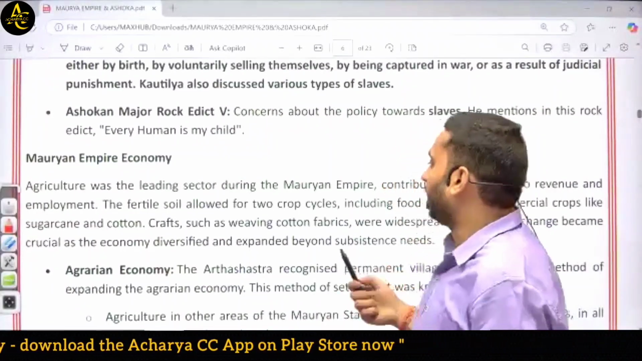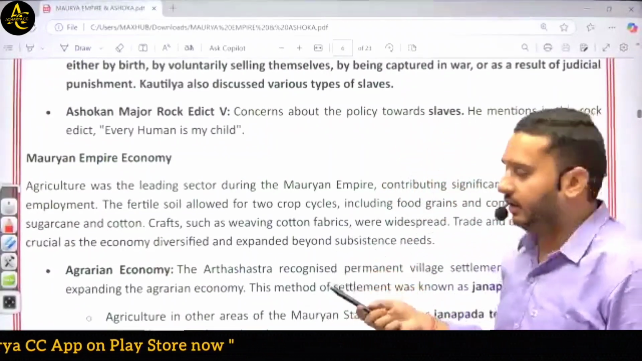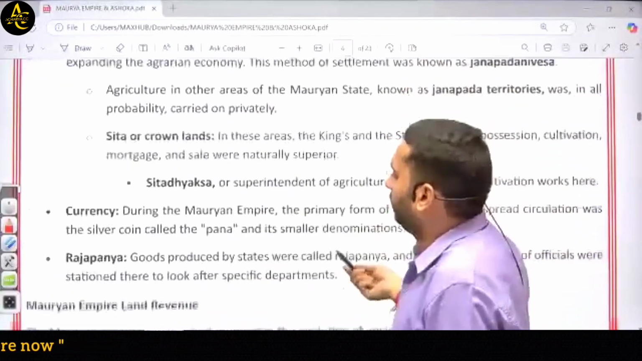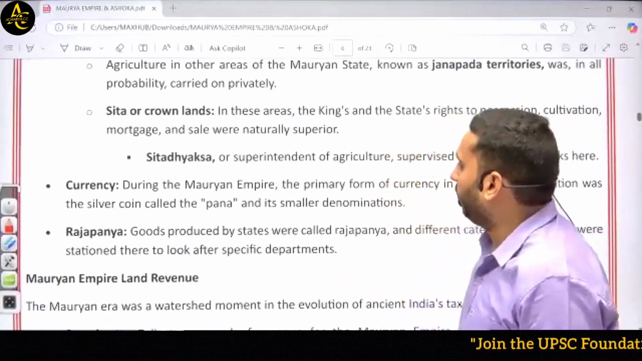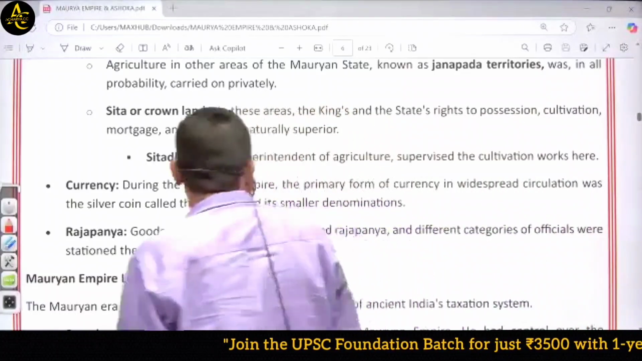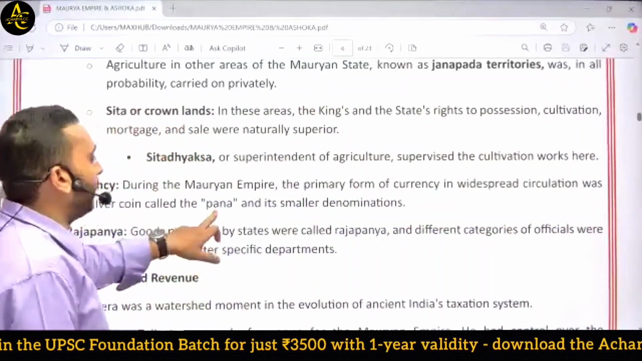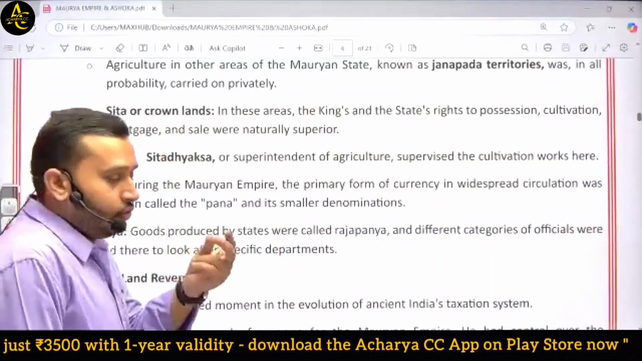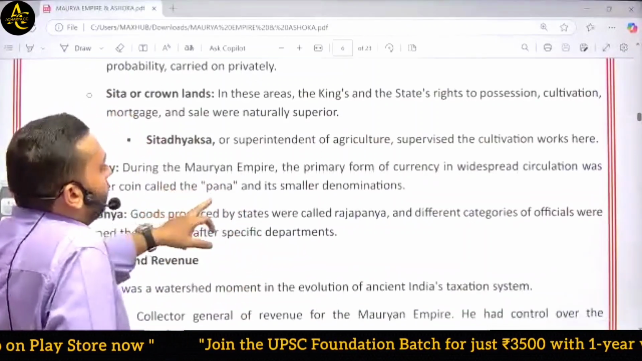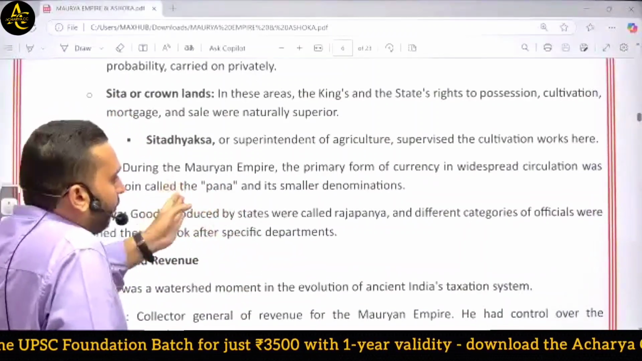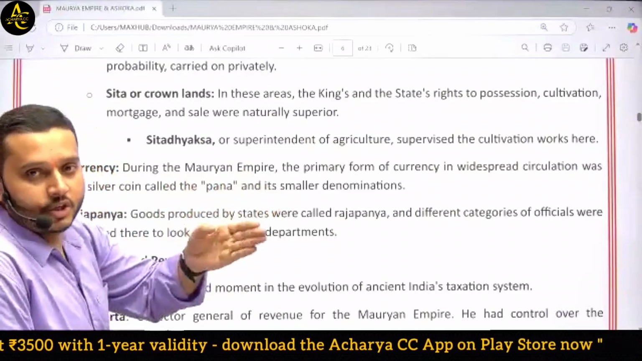Then as I told you about the economy, an agrarian society. The famous currency that was used was named Pana. Presently, we use the currency rupee. So at that time, the currency was named Pana, with various denominations.